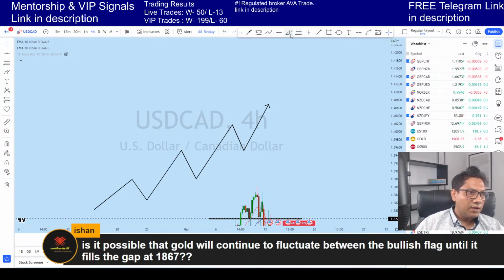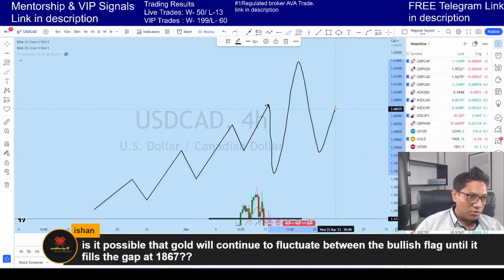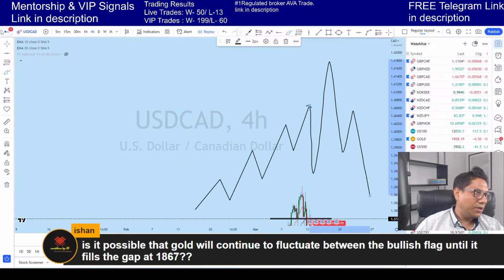So we see that USD CAD created a typical bullish market structure, like this. At some point, after creating this high, you might see that the buyers fail to create a new higher high, the market breaks, and then it comes back down. So that's how the head and shoulder has been created.